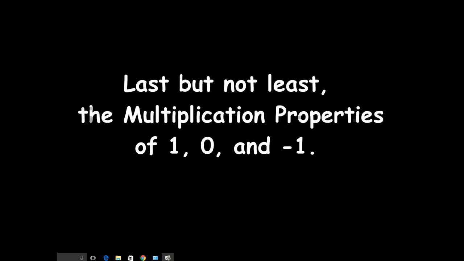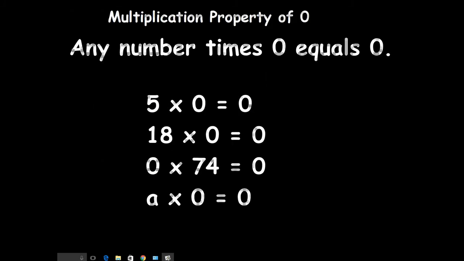So, last but not least, the multiplication properties of 1, 0, and negative 1. Multiplication property of 0. We know this. We talk about this all the time. Any number times 0 equals 0. 5 times 0, 0. 18 times 0, 0. The order doesn't matter. 0 times 74 equals 0. We can have variables. A times 0 also equals 0.